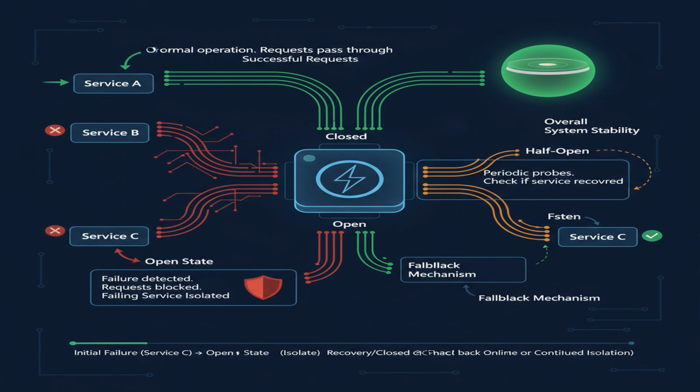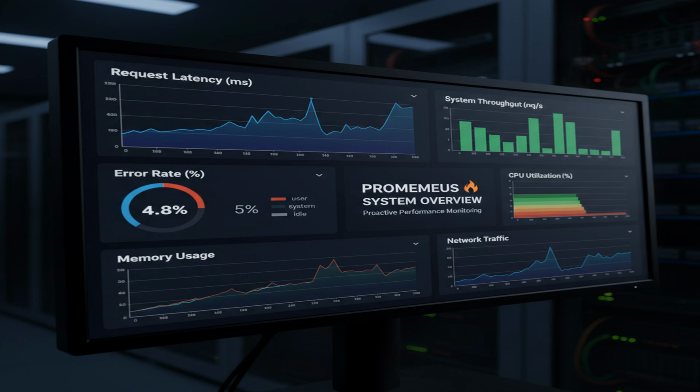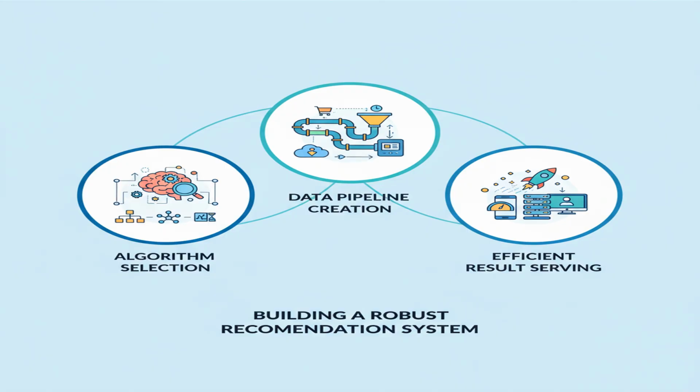To prevent cascading failures, we implement circuit breakers. If a service becomes unhealthy, the circuit breaker trips, preventing further requests. To handle increasing traffic, we can implement horizontal scaling, adding more recommendation service instances behind a load balancer. This distributes the load. We need to monitor the system's performance. Key metrics include request latency, throughput, and error rates. Prometheus helps with real-time monitoring.